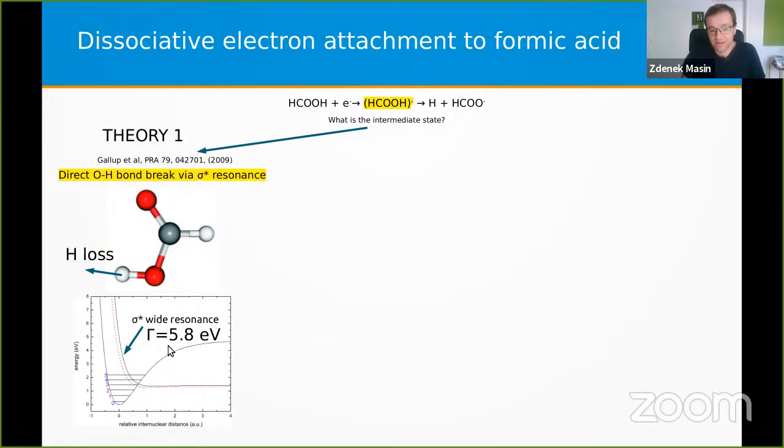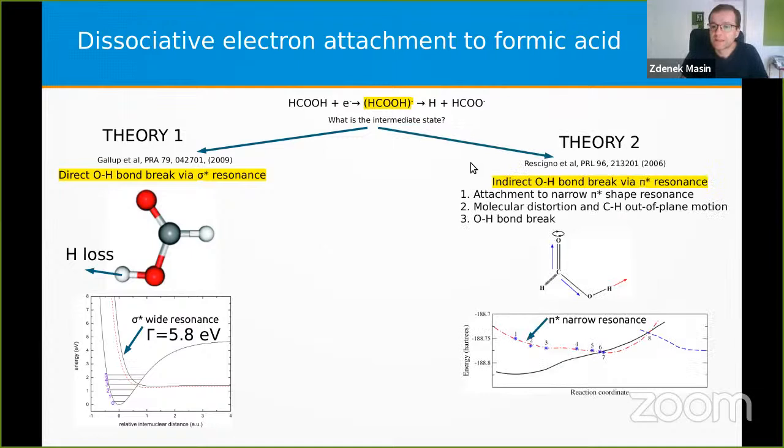So it's extremely short-lived. Well, there was a second theory proposed to explain the same process that was proposed by Tom Rescigno, actually a bit earlier in 2006. And it says, no, it's not so simple. Actually, the electron is attaching to a narrow shape resonance, which we all know is present in this molecule and is well known. But this resonance is causing some distortion of the molecular geometry. So there are some bonds that are being extended and rotated. In particular, this CH bond rotates.